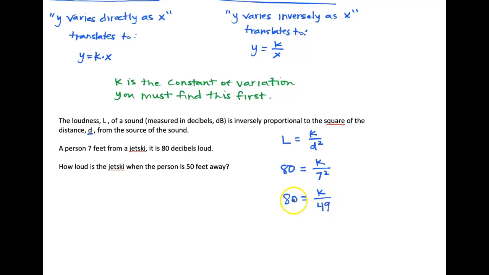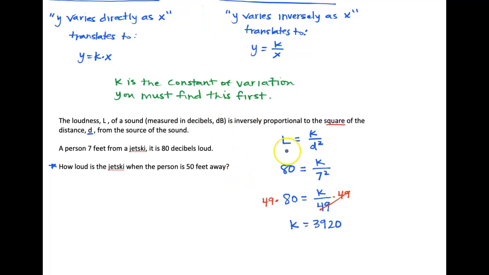And then to solve for K here, K and 49 are connected by division, so I need to multiply both sides by 49. So my 49s divide out there, and then here I'm left with K equals 80 times 49, which is going to give me 3,920. Now I'm not done yet. That just tells me the constant of variation, because that's not even where my question is. My question is down here.